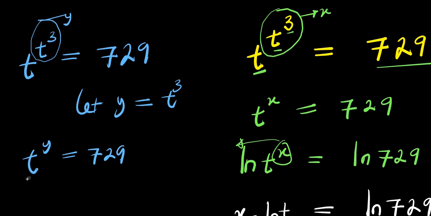So right now we have gotten t power y equals 729. What we are going to do is to ensure that this t and this y are the same. I want the variables here to be the same. So I need to consider this equation.